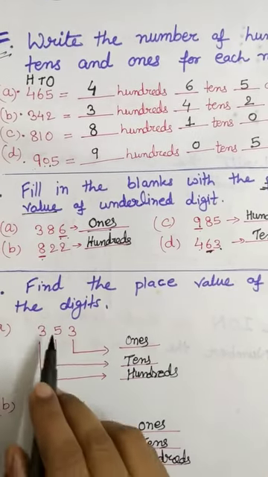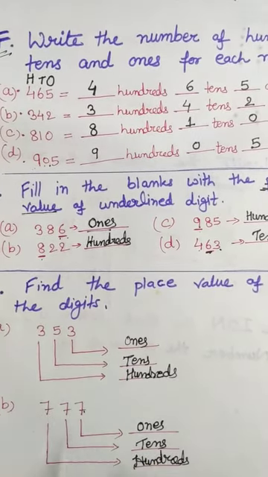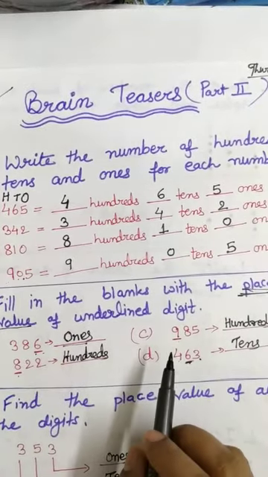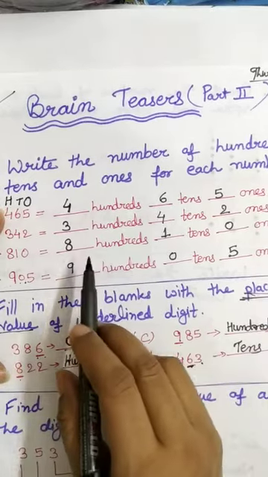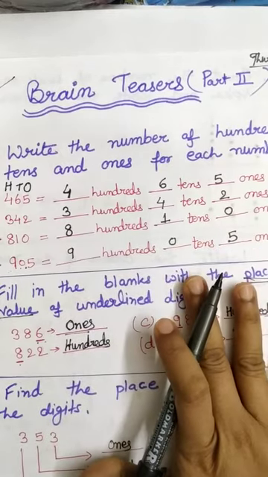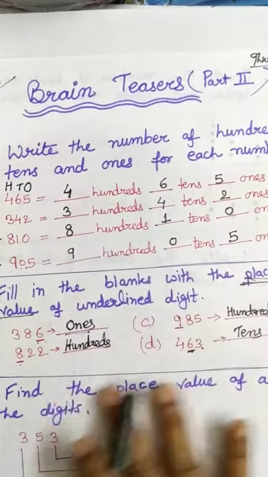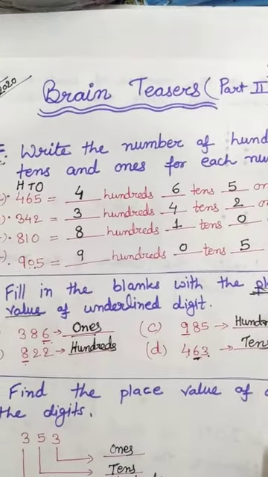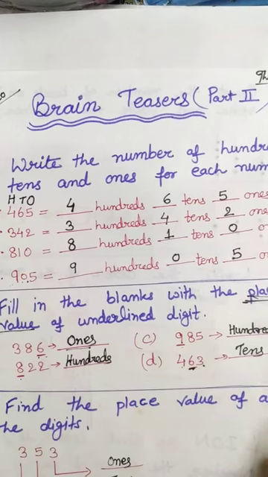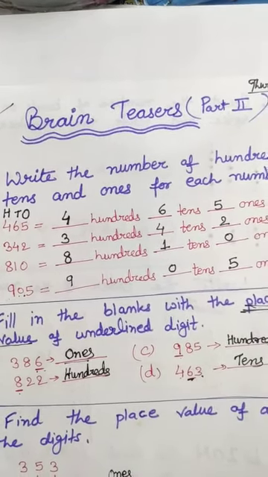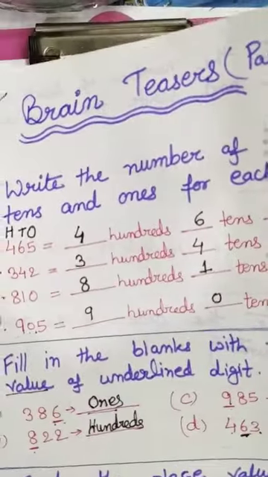Clear? If the question is asked in that format, you can solve it. If it is asked in this format, that also you can solve. And if it is asked in this format, you can solve it. It is of the same topic, place value and expanded form. Clear, children? Now I'll also ask you. When I ask, you'll have to reply in the same way. Okay, let's have another question.